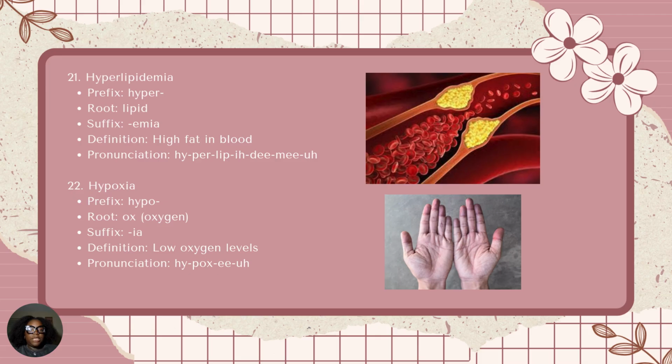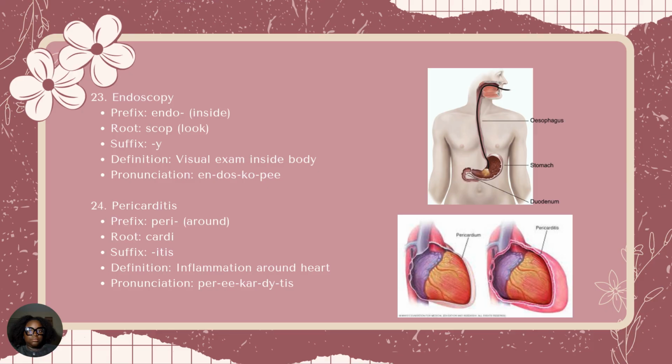Next, we have hyperlipidemia, and it means high fat in blood. Prefix is hyper, meaning over. The root word is lipid, meaning fat, and the suffix is emia. And next we have hypoxia, which is the low oxygen levels. The prefix is hypo, meaning under. The root word is ox, meaning oxygen, and the suffix is ia again.